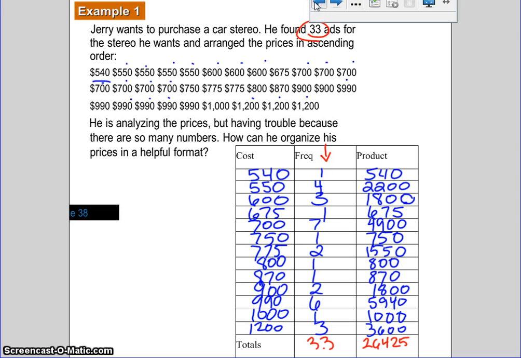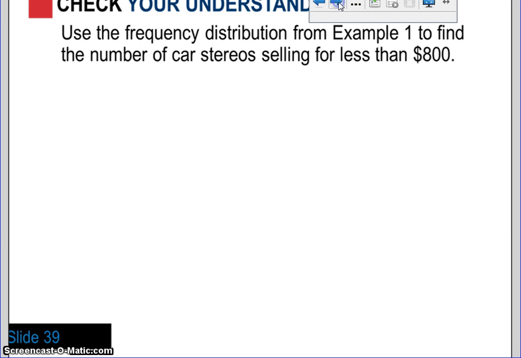All right, so it asked how many are less than 800. Now, hopefully you read the question carefully. It didn't say that are 800. It said that are less than 800. So our break off is right there, and we're going to add together. We've got 1 and 4 is 5, 6, 7, 8, 9, 16, 17, 18, and 19. So the answer to this check your understanding is there are 19 stereos that are less than $800.